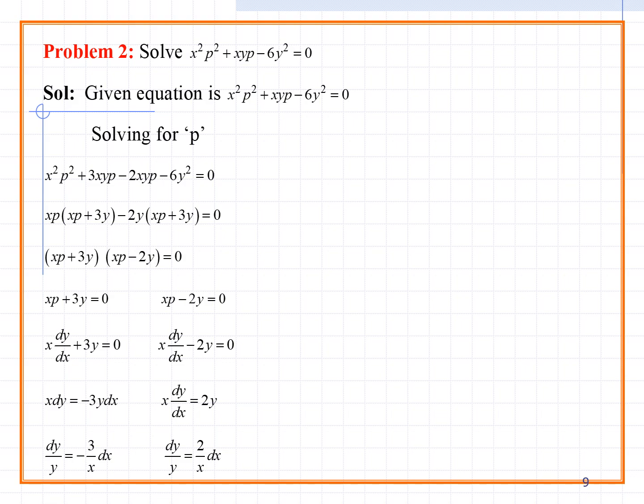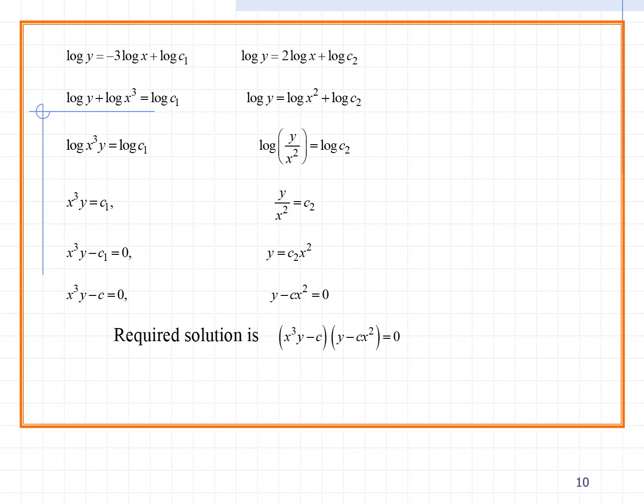It can be written as dy by y equal to 2 by x dx. After that we can apply integration: log y equal to minus 3 log x plus log c1. So log y plus 3 log x, we can shift to the left side. It can be written as log y x cube equal to log c1, like the log a plus log b formula, which means log a into b. Both sides you can cancel the log. You get x cube y equal to c1.